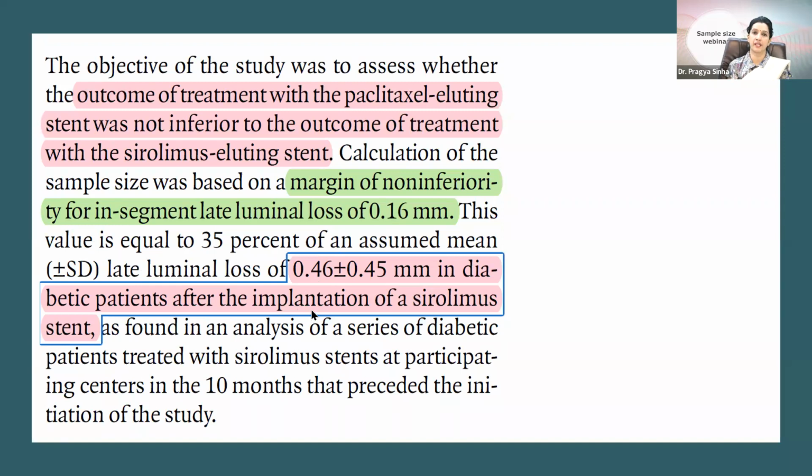So as they have set this margin, and they found it in an analysis of a series of diabetic patients treated with the sirolimus stent at a participating center 10 months that preceded the initiation of the study.